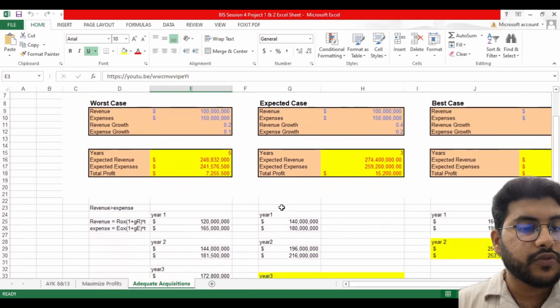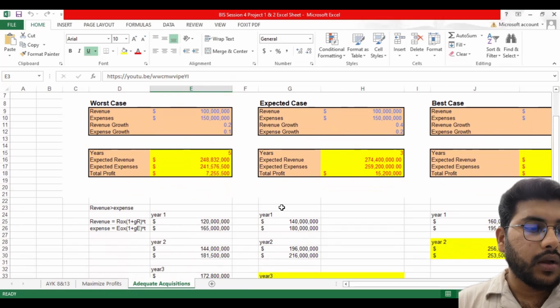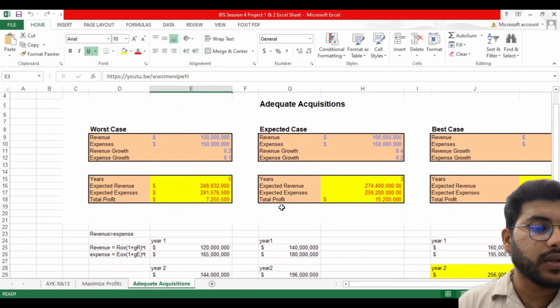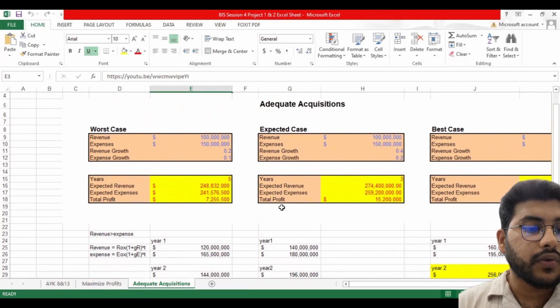Let's talk about the next project, adequate acquisition. Now let's move on to project 2. In this scenario, xmarks.com is considering acquiring Good Grow, a company that is currently losing money. Our task is to determine how many years it will take Good Grow to become profitable under different growth rate scenarios. Explain the setup in Excel.